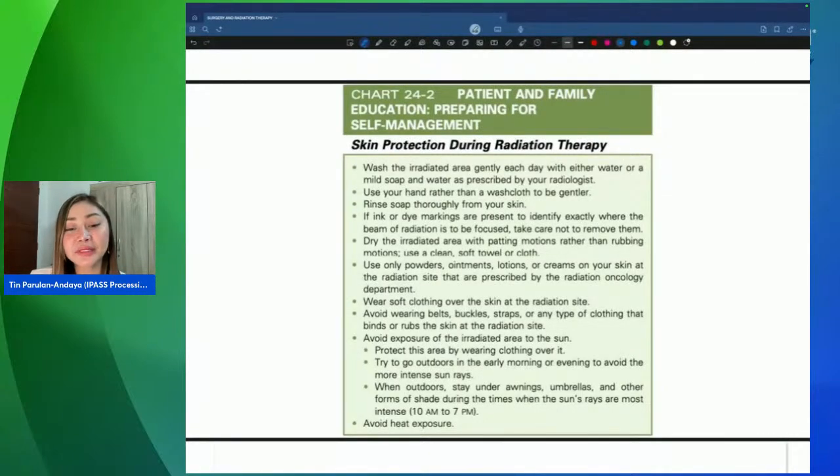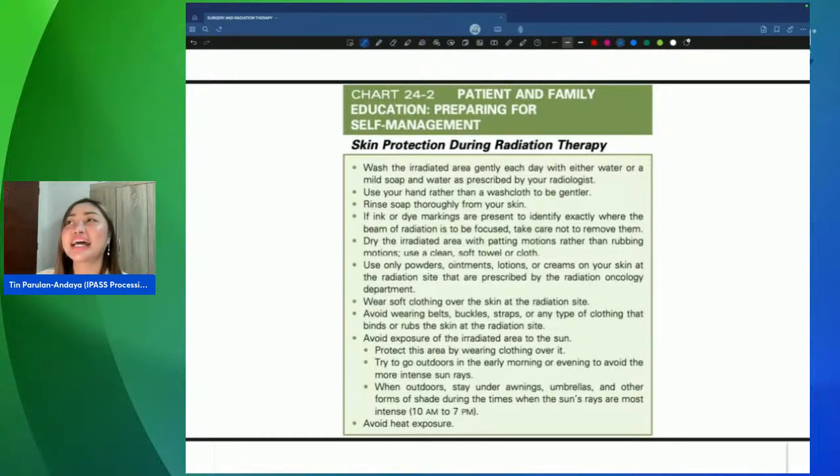Okay. What is the safest answer if you encounter a patient receiving external radiation? The safest is anything that reflects what? Protecting the skin, avoiding the sun and heat, and never removing the treatment markings or the dye markings. Very good. So it's very important to eliminate any option that involves applying random lotion, scrubbing the skin, or exposing the site to sunlight.